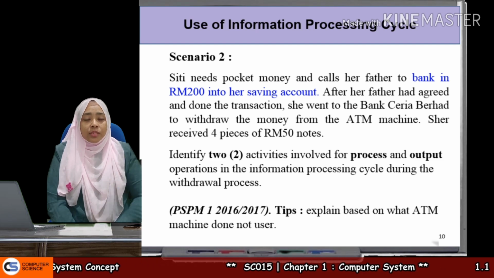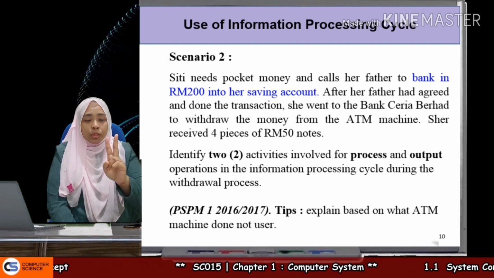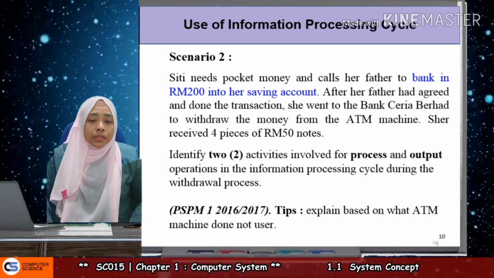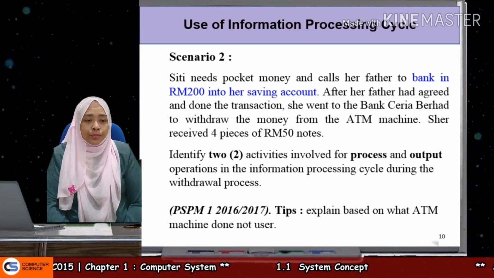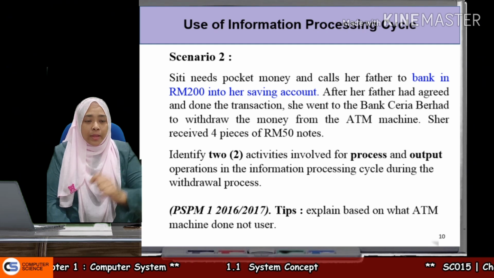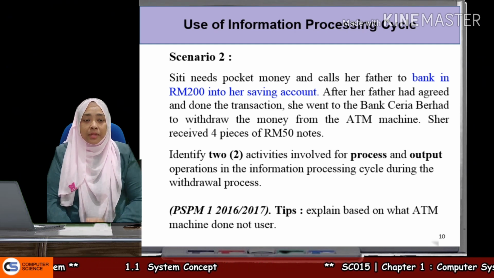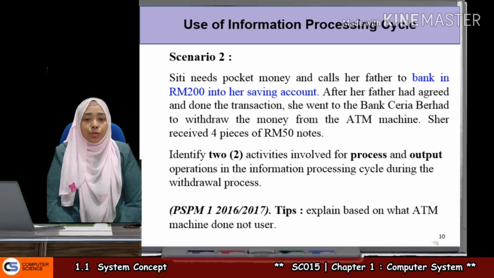Okay, this question only needs 2 explanations of the information processing cycle, which is only for the process and the output. Okay, so look at the tips here. Make sure you explain based on what the ATM machine does, not the user. Alright.